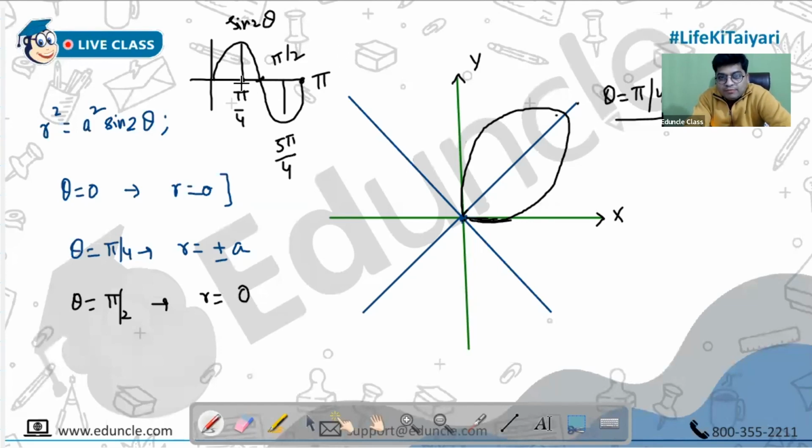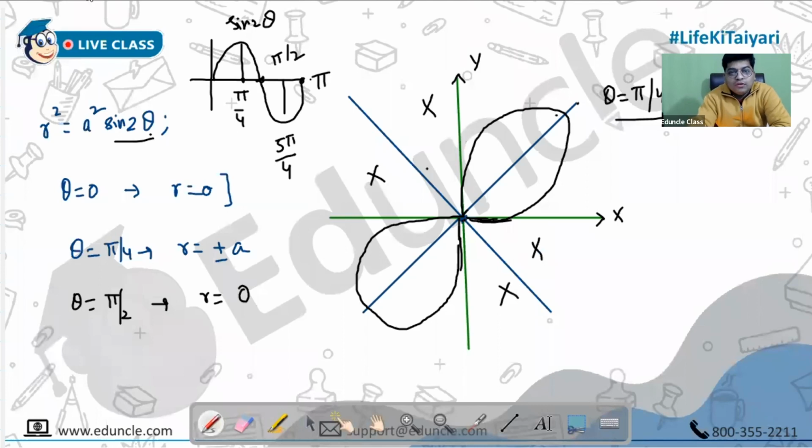So theta is pi by 2. There will be no graph on this side, because sine 2 theta is negative on this side. If sine 2 theta is negative, r square is equal to minus a square, so no graph. So can I say the graph will be repeating like this? In this area, there is no graph. So you can create this kind of thing if there is a question with an unknown graph, and then you can draw the answer.